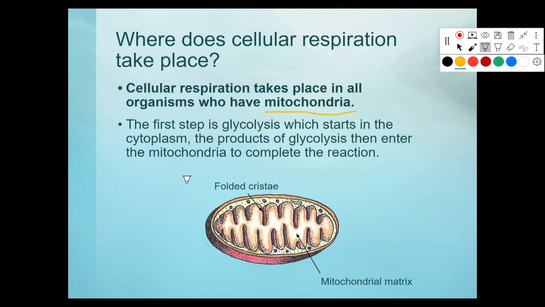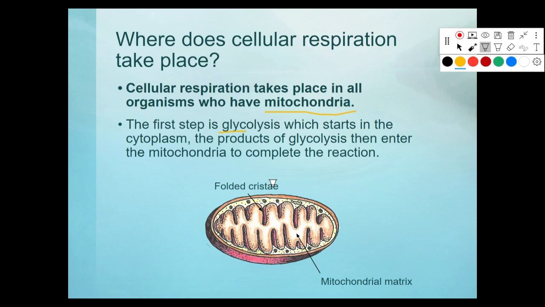The first step is glycolysis, which starts in the cytoplasm. So remember, y'all, whenever you see these letters GLYC, it's safe to assume that there is a sugar somewhere involved, right? And that's what's happening here. Glucose is a sugar. And remember, if something ends in OSE, it is a sugar. Lactose, fructose, galactose, glucose. Right. So the products of glycolysis then enter the mitochondria to complete the reaction.